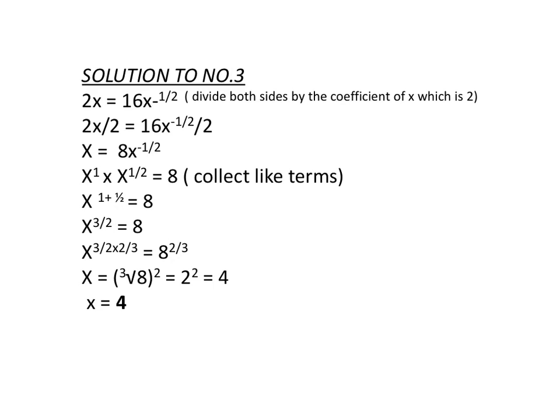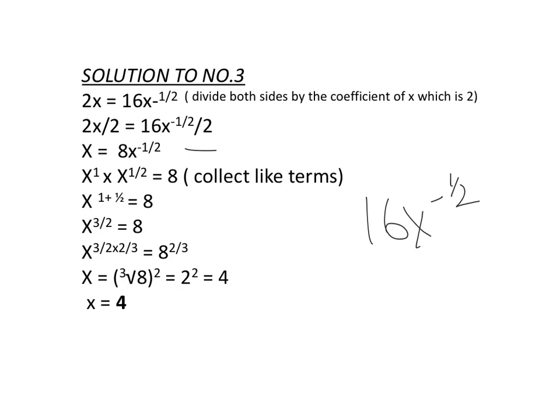Question number 3 says 2x is equal to 16x raised to power minus 1 over 2. So you divide both sides by the coefficient of x, which is 2. So 2x divided by 2 is equal to 16x raised to power minus 1 over 2 divided by 2. So we have 2x over 2 is x, and then 16x raised to power minus 1 over 2 divided by 2 is equal to 8x raised to power minus 1 over 2.